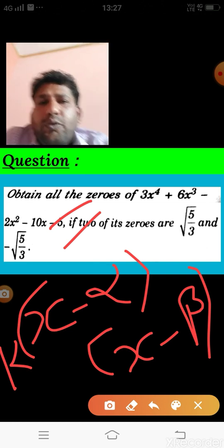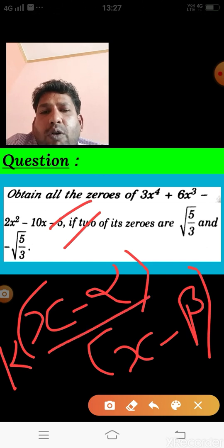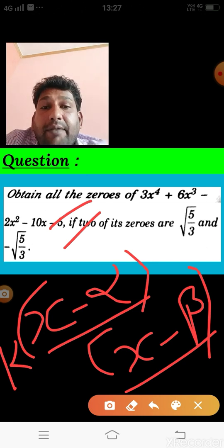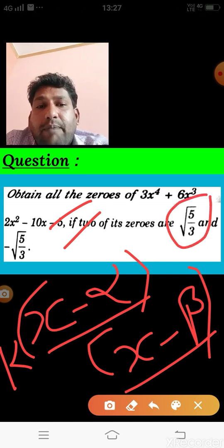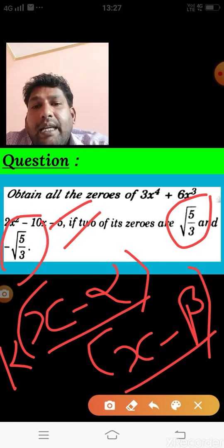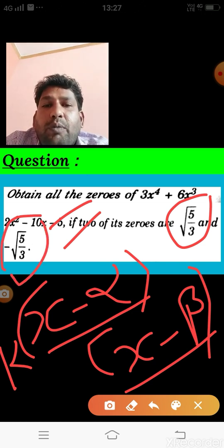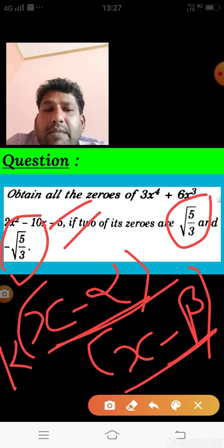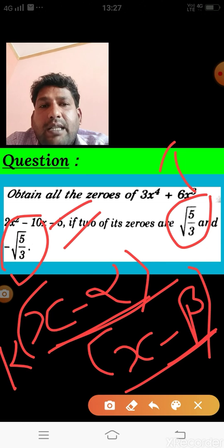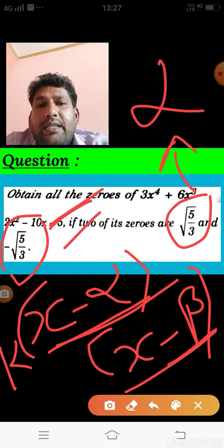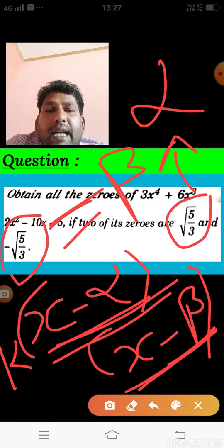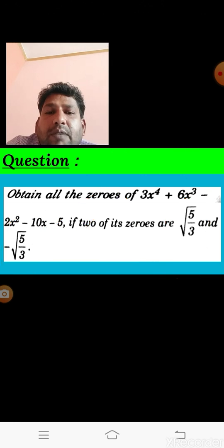Here also, if two zeros are given and we use the same concept, then we get the divisor. If these two values, root 5 by 3 and minus root 5 by 3, are the zeros of the given polynomial, it means that on multiplying x minus this and x minus the other, we get a polynomial. Suppose we consider the first zero as alpha and the second zero as beta. On multiplying these two factors, we get a polynomial, and that polynomial is a factor of the given polynomial.